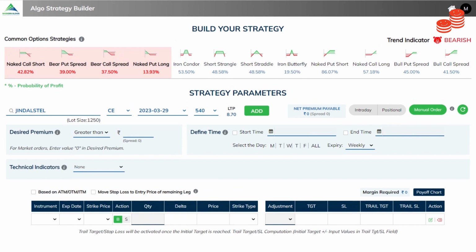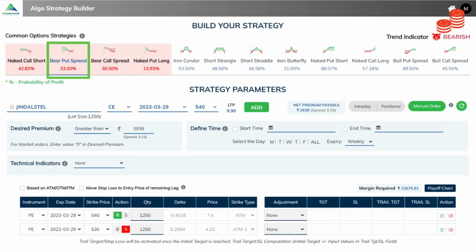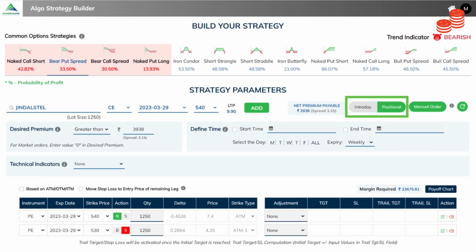Let us now look at how modern algos can be used to easily deploy the strategy in the live market. As discussed earlier, under Algo Strategy Builder, you may choose any common strategy and deploy it. So here we choose bear put spread. Now first you choose whether you want to enter an intraday or positional strategy. Here we have chosen positional.